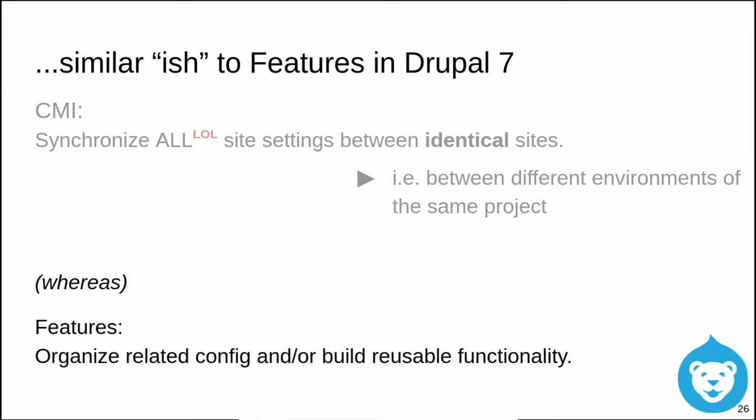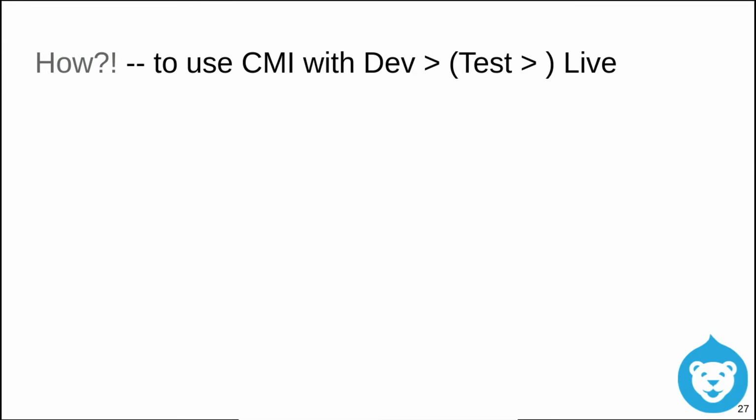Whereas features in Drupal 7 was meant to organize related configuration, maybe not even all of it, maybe just the stuff that you wanted to put into your code, and or to build reusable functionality. That was the intent. That's how people generally use features in Drupal 7.